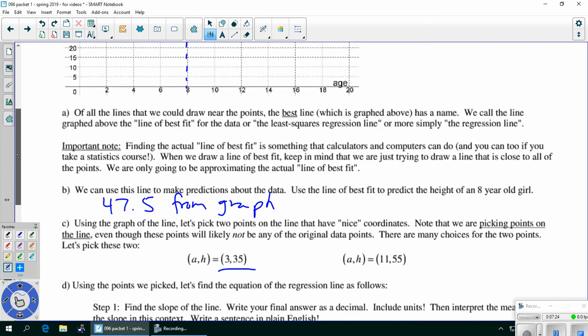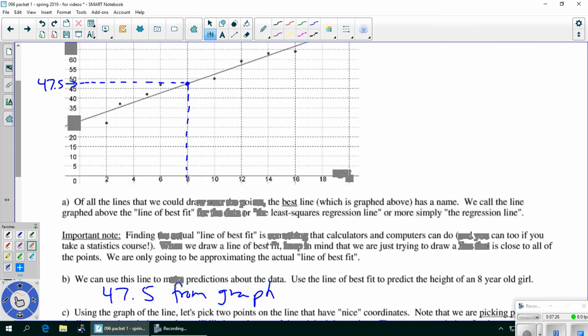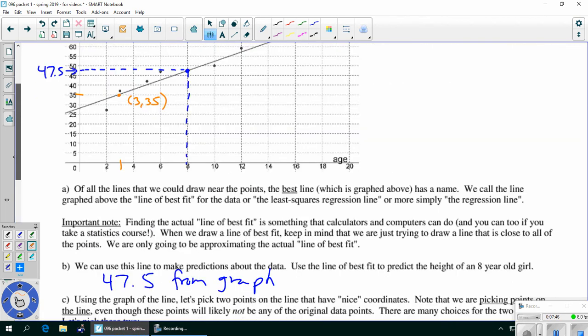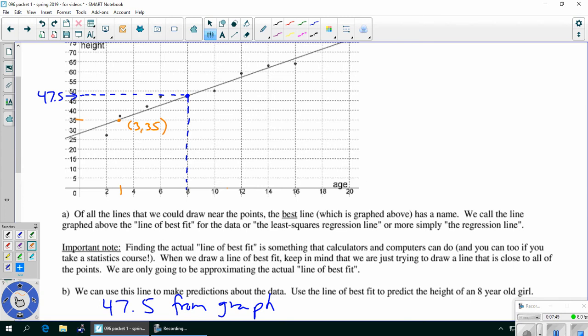So (3, 35), let's find that one. 3 is halfway here, and then 35 is right there. And so this is the point (3, 35). It's not on the intersection of 2 grid lines, but it's on the horizontal line 35, and it looks like it's right halfway in between the 2 and the 4. So (3, 35) seems reasonable, and it's nice integer numbers. And then the other one I said is (11, 55), so that's here and here.